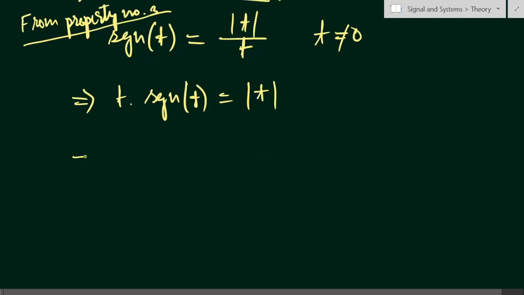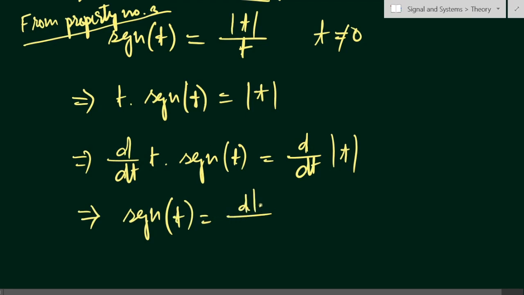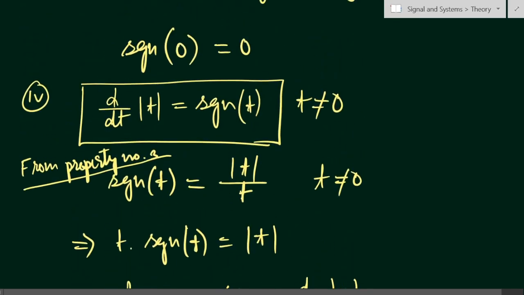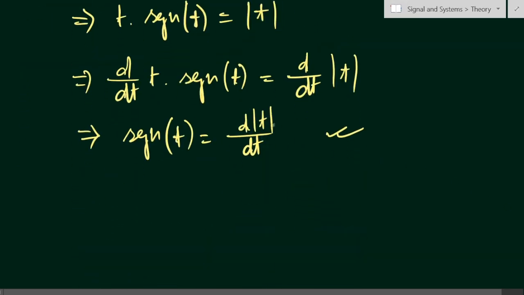Now if we differentiate both sides, what we'll have? So d dt of t into signum of t equal to d dt of mod of t. So here we have dt will cancel, and here we'll have signum function is equal to d mod of t by dt. So here we'll have d dt of mod of t. Okay, so this is proof of this fourth property. That is d dt of mod of t equal to signum function. So here we have got this d dt of mod of t equal to signum function. Okay, so this is the fourth property.